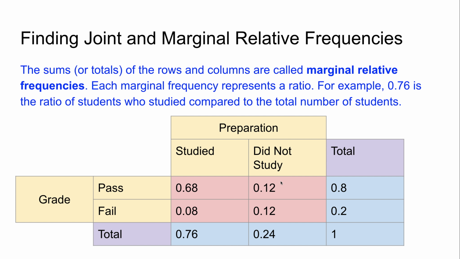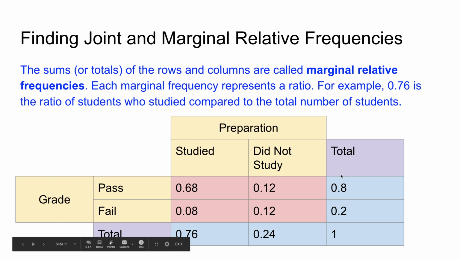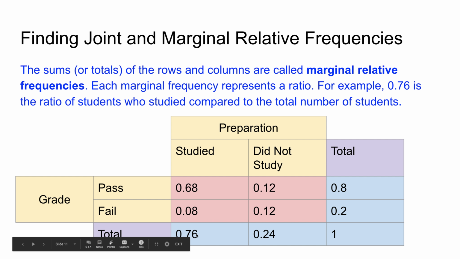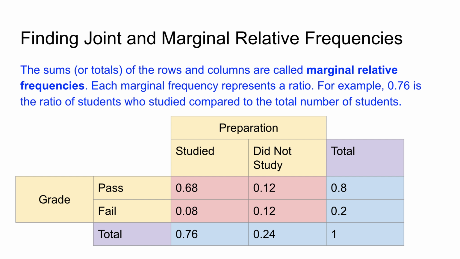And then we still use the word marginal to describe these ones in blue, but now they are marginal relative frequencies. Relative because it's all relative to the total. Everything is less than or equal to 1 once we divide by the total. So each marginal frequency represents a ratio as well. For example, 0.76, this one over here, is the ratio of students who studied compared to the total number of students. So another way to say that is 76% of students studied for the test, or whatever it is they were asking about.